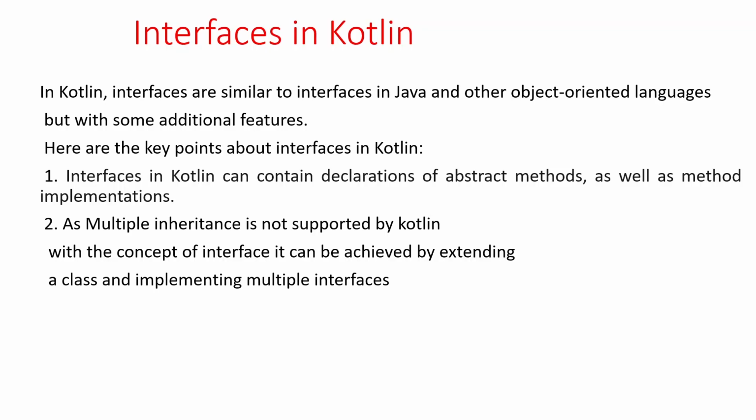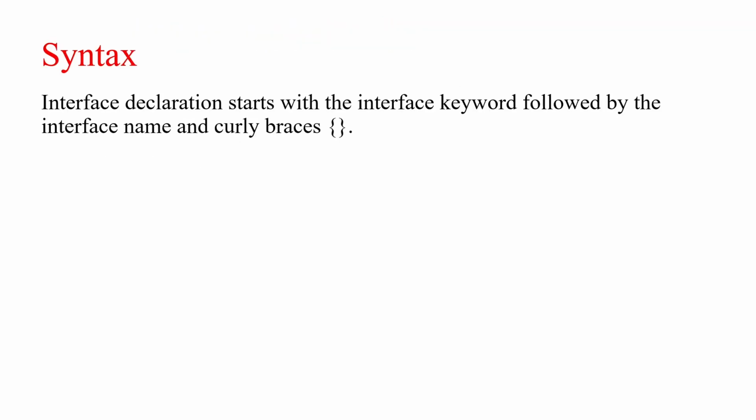In the child class, we override the method of the interface. Method overriding means defining the method definition with different signature. Here is the syntax of interface. Interface declarations start with the interface keyword followed by the interface name and curly braces. Interfaces basically provide us the predefined functionality. Let's understand the concept by giving one example.